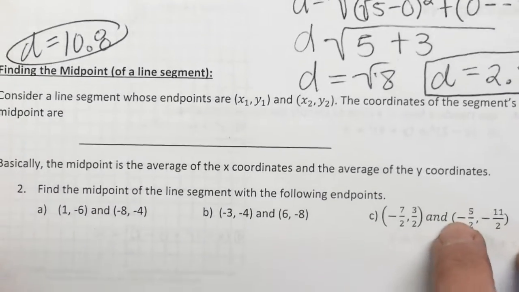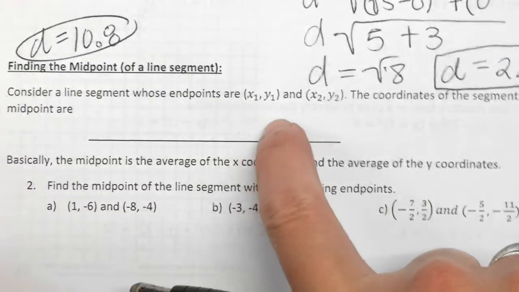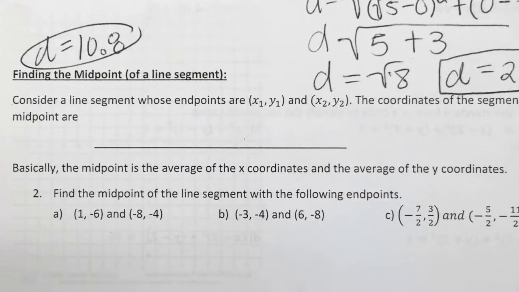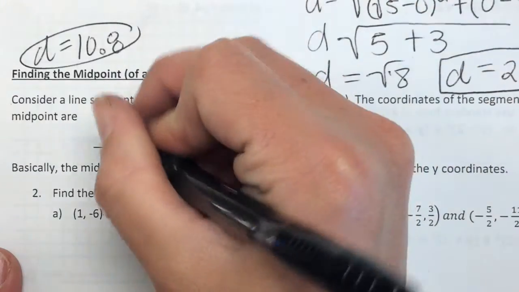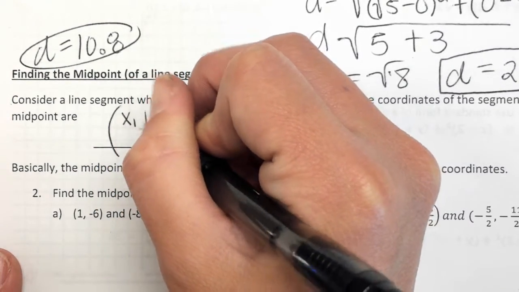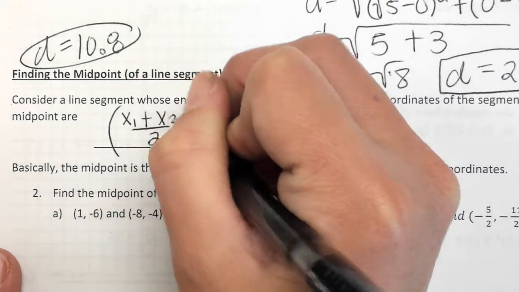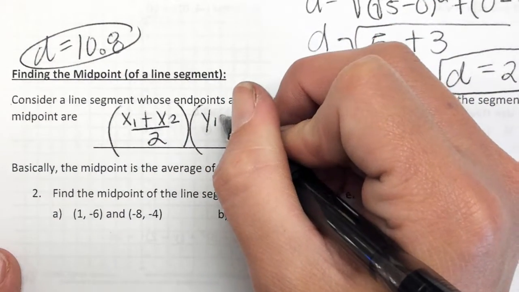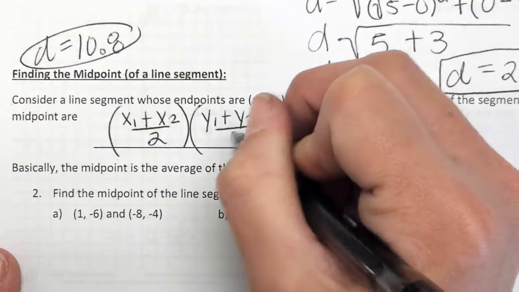Now let's consider a line segment whose endpoints are (x1, y1) and (x2, y2). The coordinates of the segment's midpoint, do y'all remember the midpoint formula? It's going to be a coordinate point. The first coordinate is going to be x1 plus x2 over 2. And then the second coordinate is going to be y1 plus y2 divided by 2.